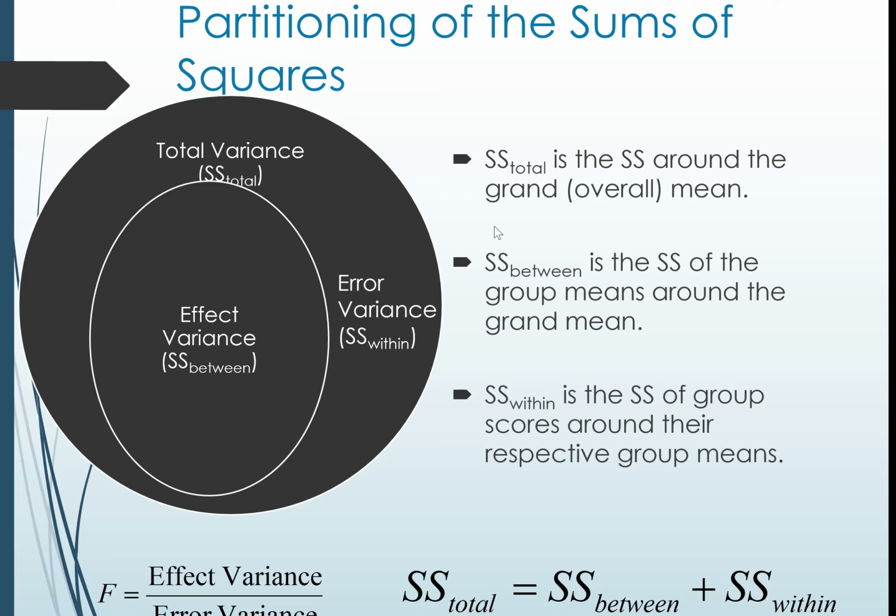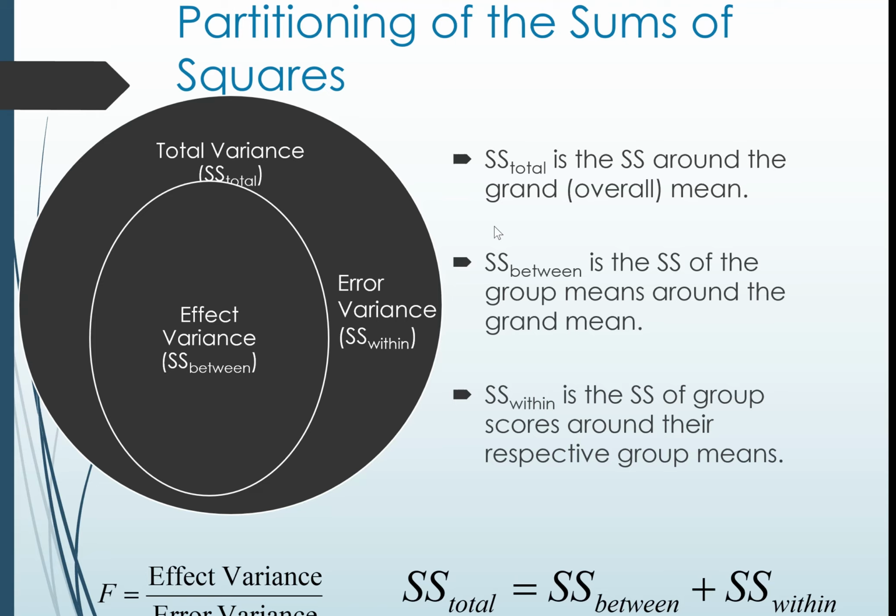Sum of squares between, on the other hand, is the sum of the squared deviations of the group means around the grand mean. So this is kind of like a raw measure of how much effect we have. If the group means are deviating substantially from the grand mean, that might indicate that we have some evidence that there are differences between those means.